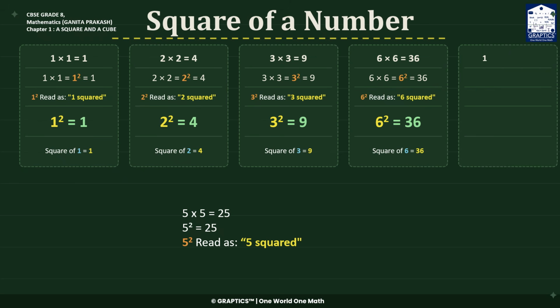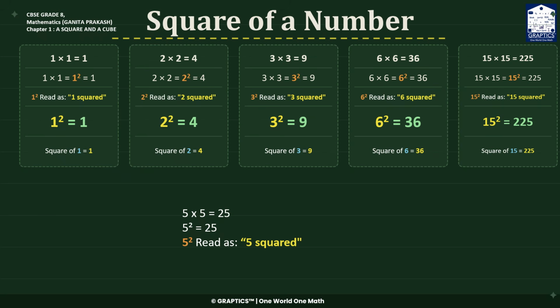Example 5. Now a slightly bigger number. 15 multiplied by 15 equals 225. 15 squared equals 225. Read as 15 squared. The square of 15 is equal to 225.